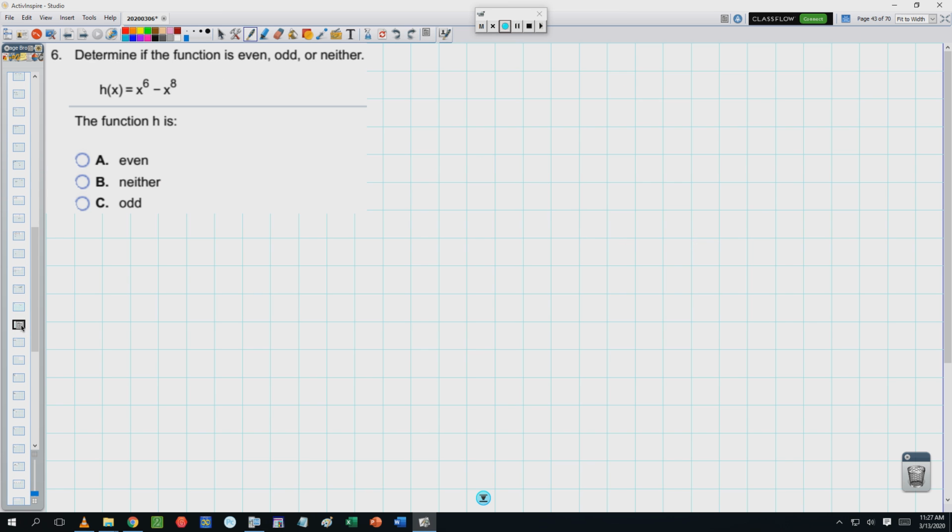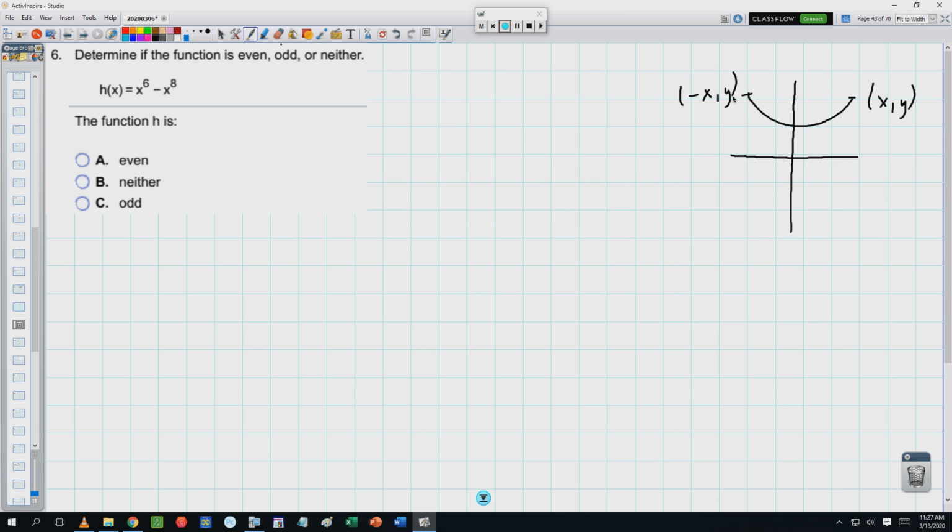Determine if the function is even. If a function is even, we could look at the picture and just see if it has y-axis symmetry. But we don't have the calculator for this test. If a graph has y-axis symmetry, if you have a point over here that is x comma y, you have a point over here that is negative x comma y.